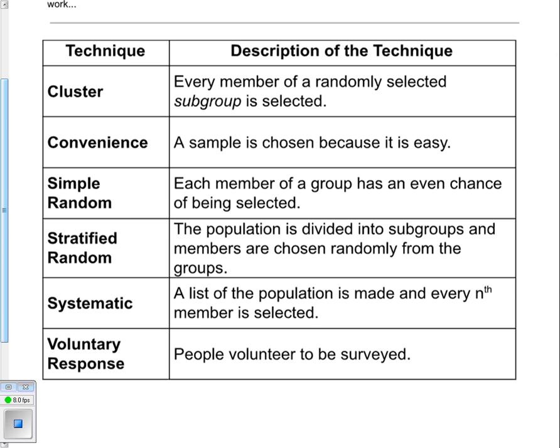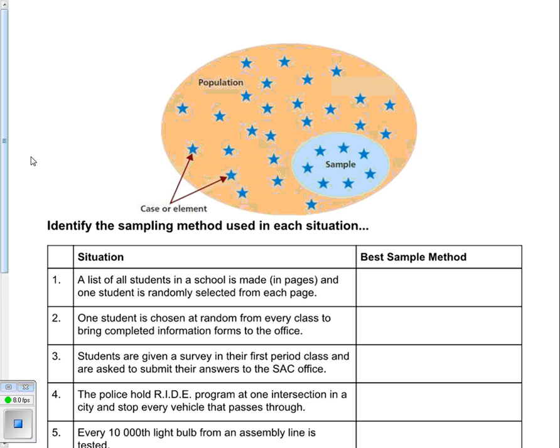They all have pros and cons. Some are very easy, some are very meticulous, some try to eliminate bias, some are more convenient, some give you more information, some less information. It just depends on which technique you choose. Again, as we go through, we want to quickly identify what it means if we have a sample and a population.